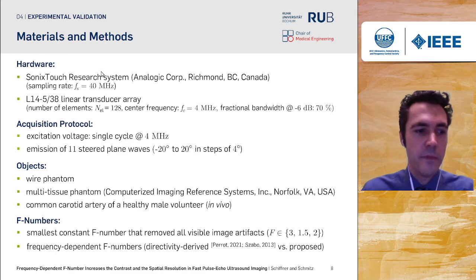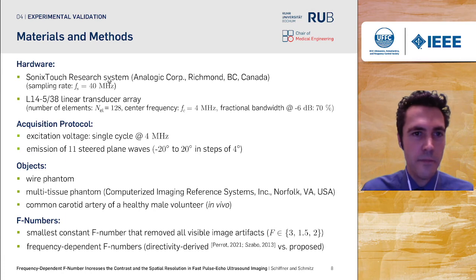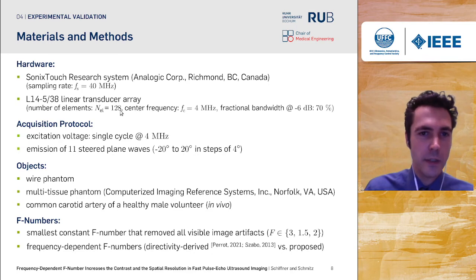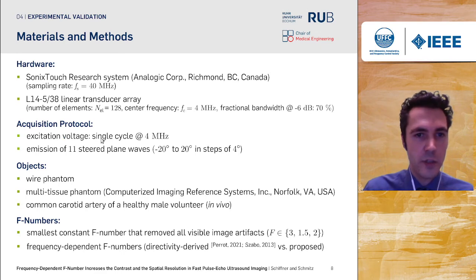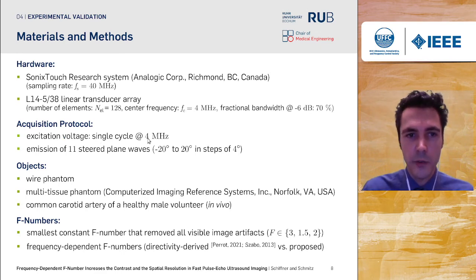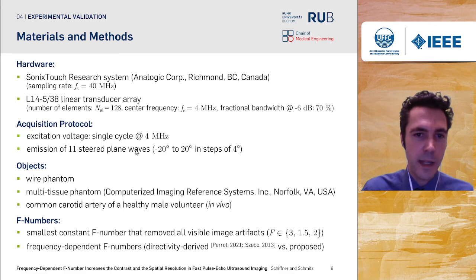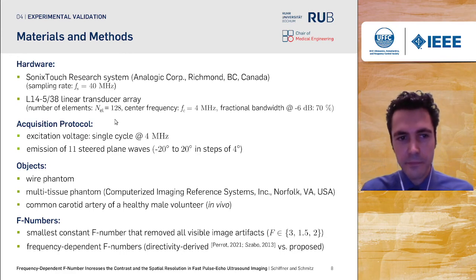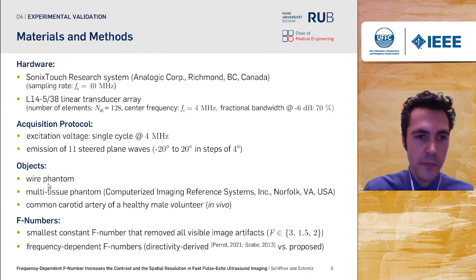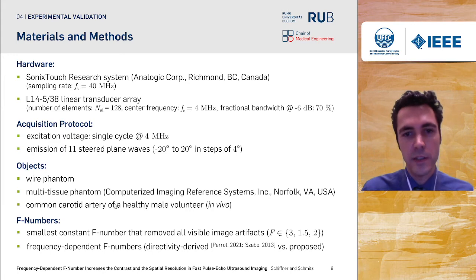To test this algorithm, we conducted 3 different experiments using a Sonics Touch research system with a sampling rate of 40 MHz and a linear transducer array with 128 elements and a center frequency of 4 MHz. The excitation voltage was a single cycle at 4 MHz, and we emitted 11 steered plane waves in an angular range from -20 degrees to 20 degrees in steps of 4 degrees. The objects were a wire phantom, a multi-tissue phantom, and the common carotid artery of a healthy male volunteer.